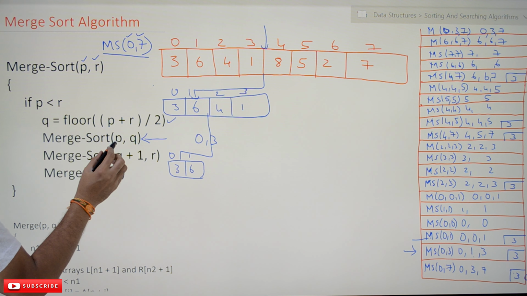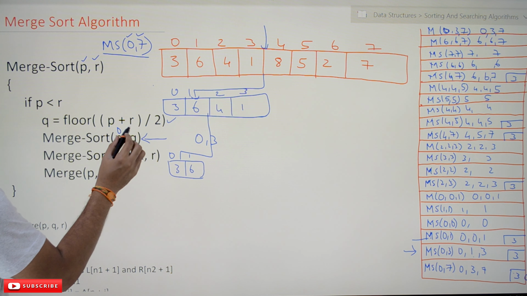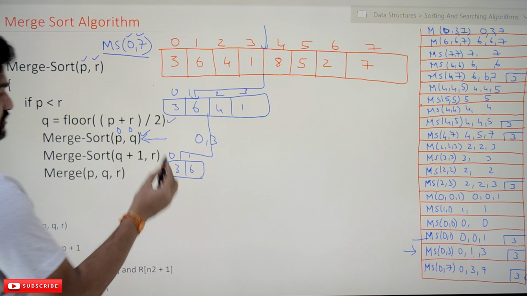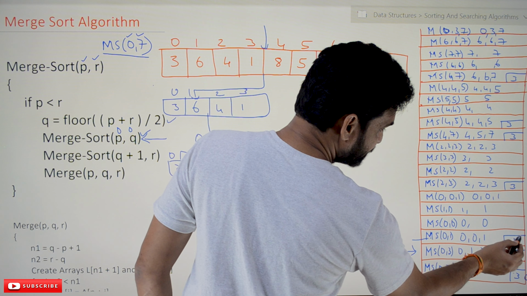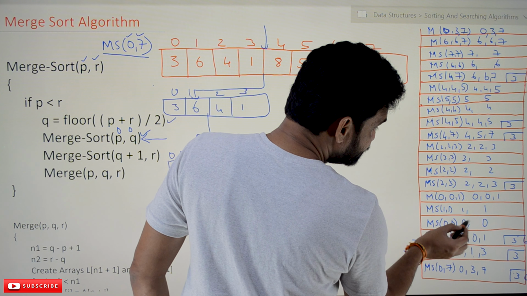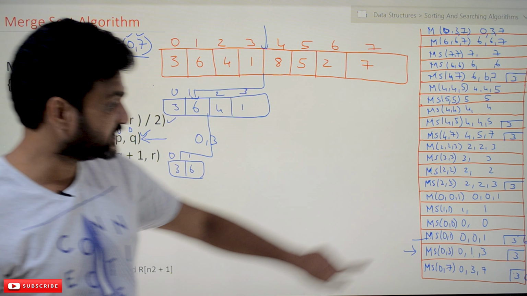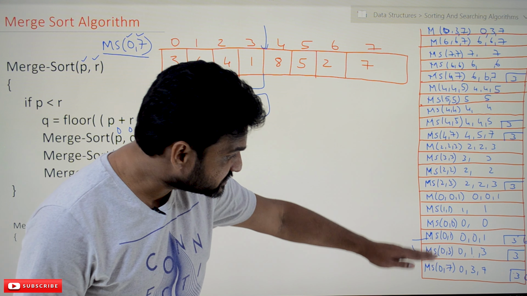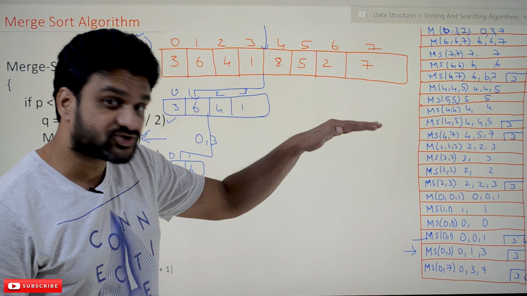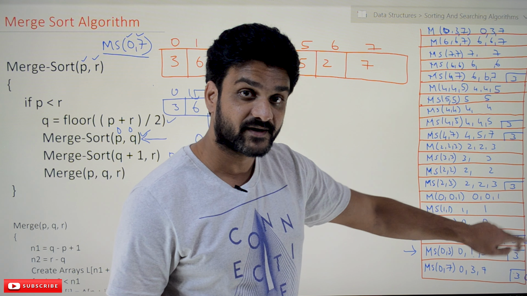So again, what is the function call? 0 comma 0 is the next function call that is being made. So this function call will also stop here. We also stop here. And in this line of code, 0 comma 0 is made. So all these three function calls are stopped at this line of code. Try to get that point.